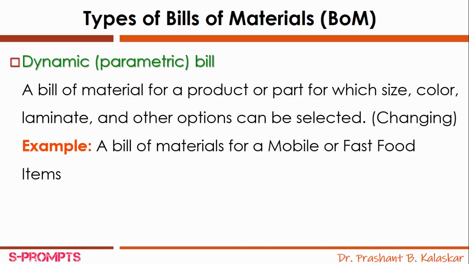Unlike static bill of material, the dynamic bill, which is also called a parametric bill, is a bill of material for a product or part of which size, color, laminate and other options can be selected or changed as per the need of the customer. Simply, a bill of material which changes depending upon the type of product or as per the demand from the market. An example is a bill of material for a mobile handset or fast food items.